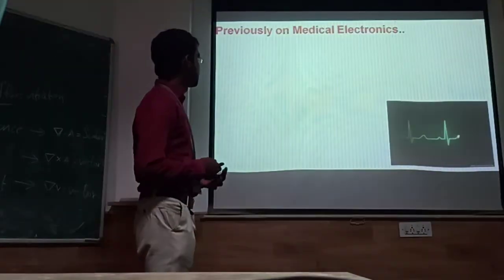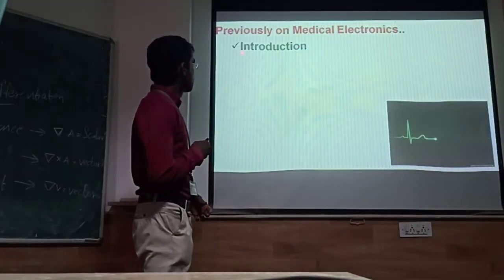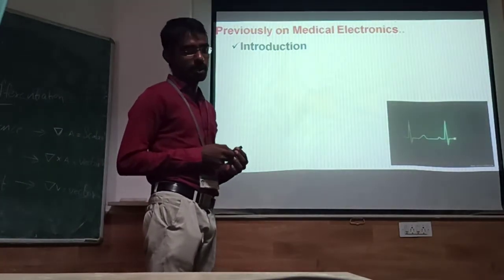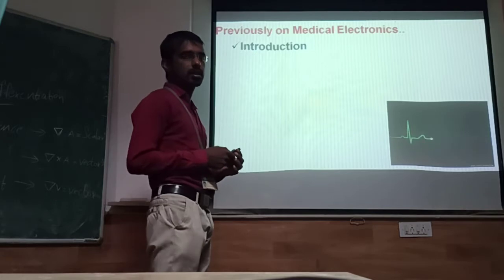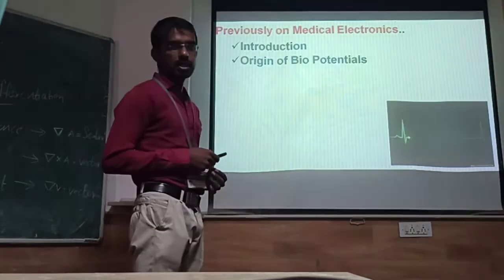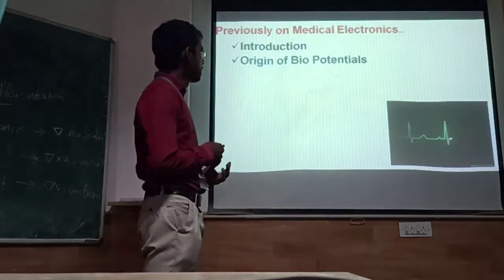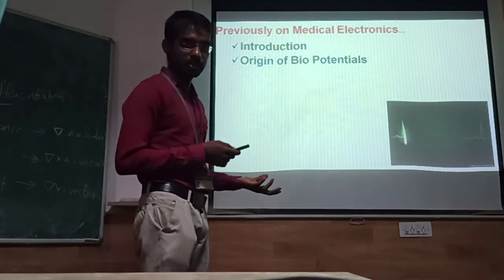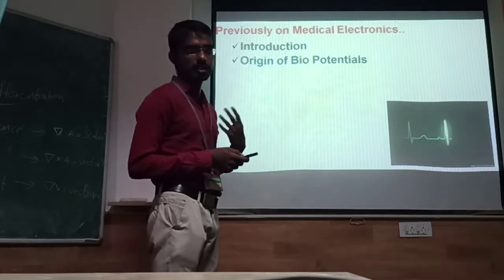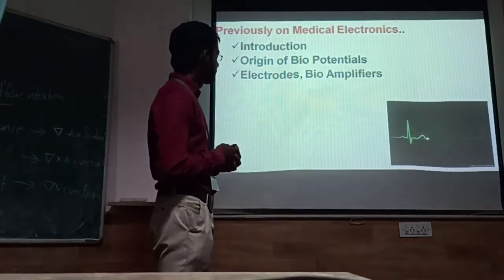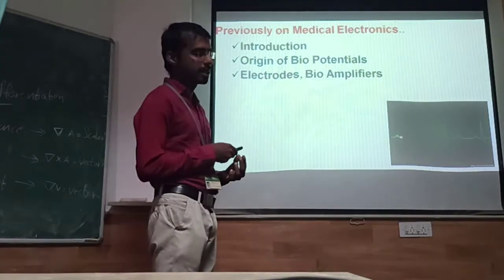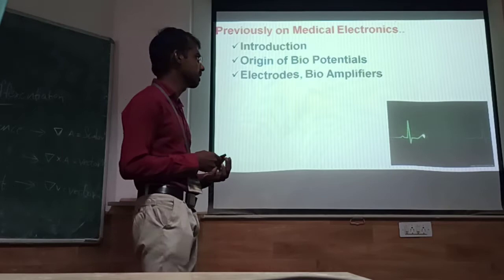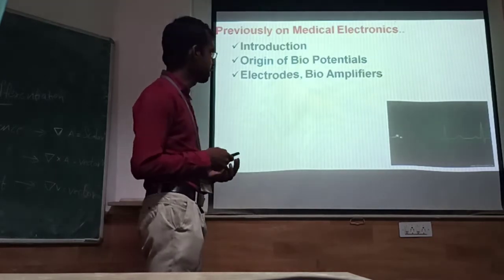So previously on medical electronics, whatever we have seen, let's have a recap. We saw the introduction to the subject: why medical electronics, where is medical electronics, and what changes medical electronics has brought to society. Then we started the subject and dealt with the origin of biopotential. We saw how atoms and ions differ, how ionic current originates in the body, and how it is carried out from the body through the electrodes. And then we saw bioamplifiers, like the instrumentation amplifier, differential amplifier and so on, right?